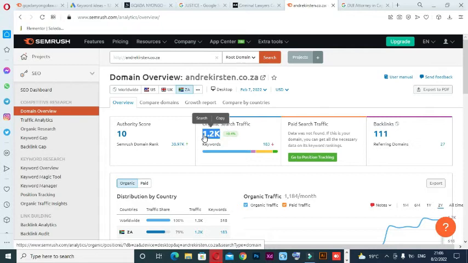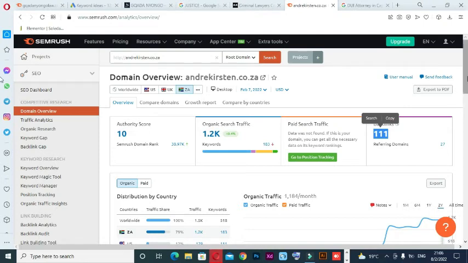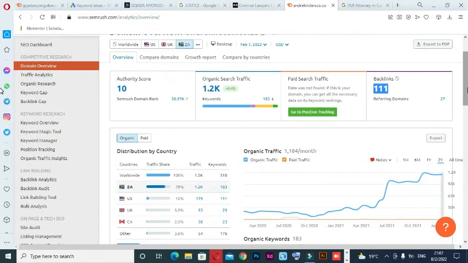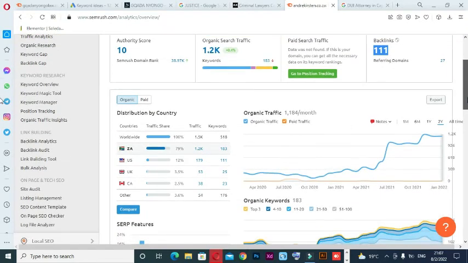But the results never lie. If after 1 year you are going to get this many visitors to your website per month, it means more money, more clients. That didn't happen on its own, because they have 111 backlinks, websites which are referring to them, and their traffic flow.